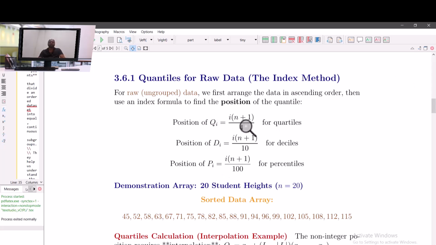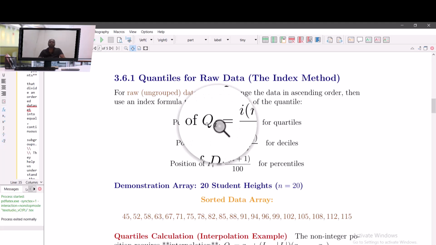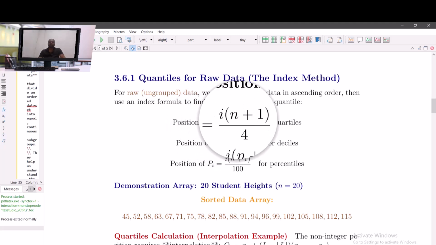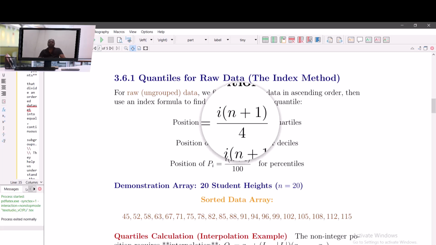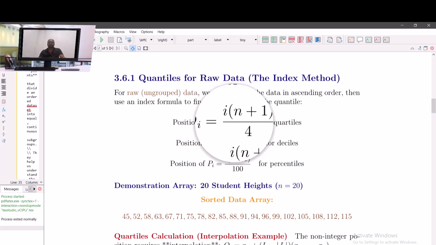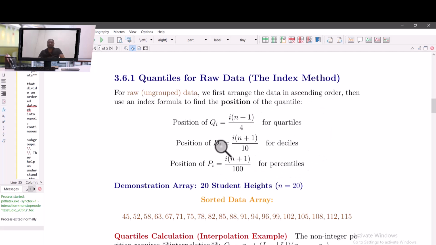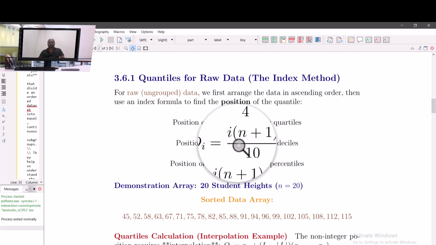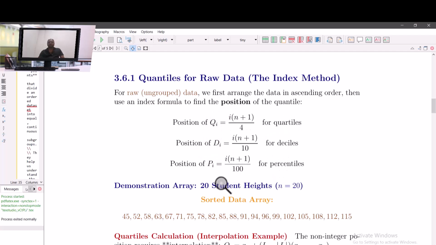For example, Qi is given by this formula to obtain the position of the ith quartile, right? And to obtain the ith decile position, we make use of this formula. And to obtain the ith percentile, we make use of this formula.